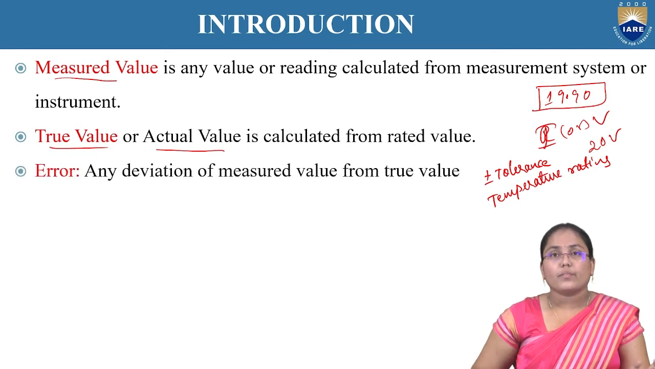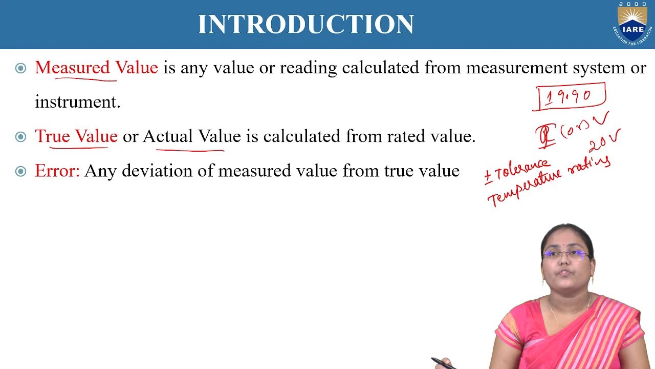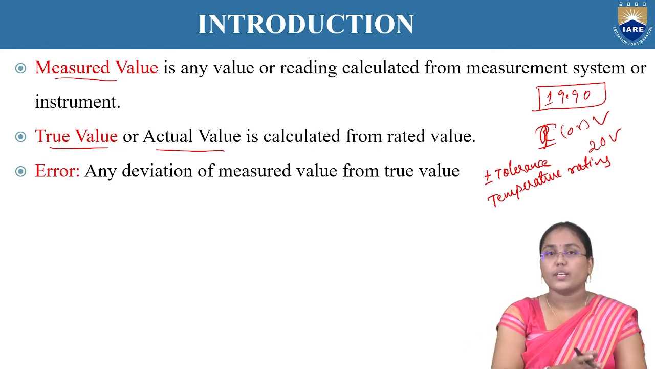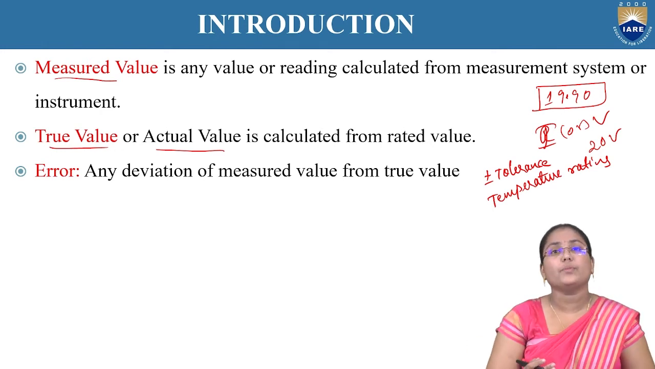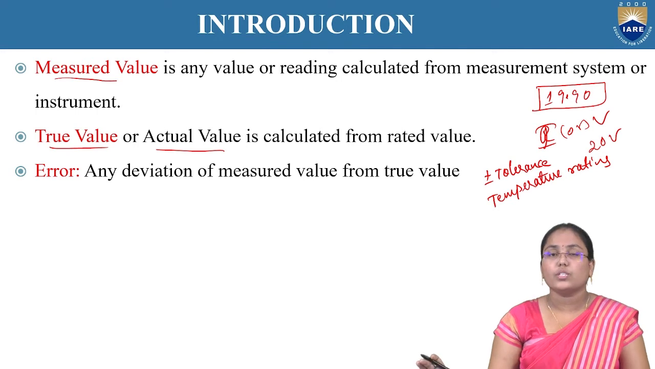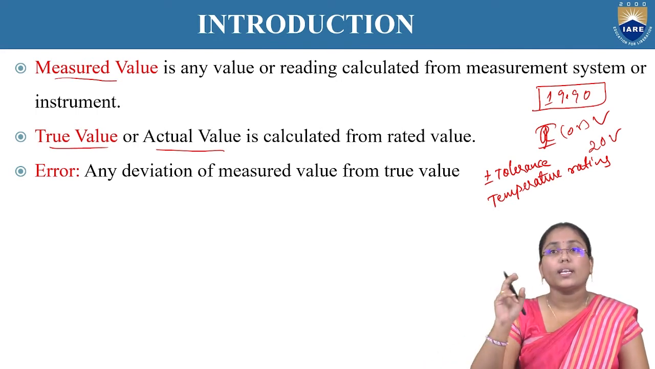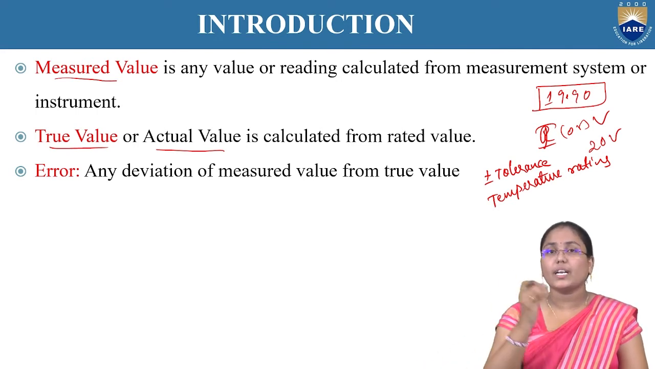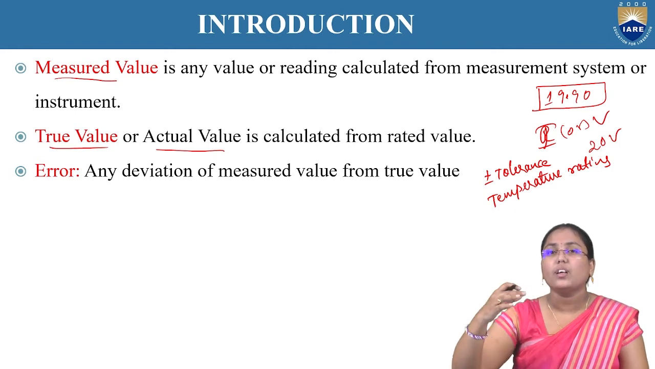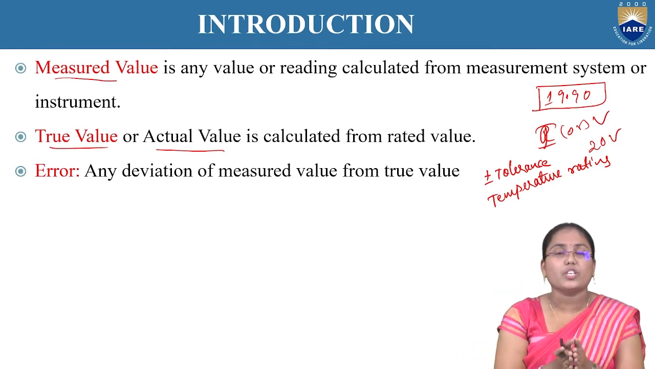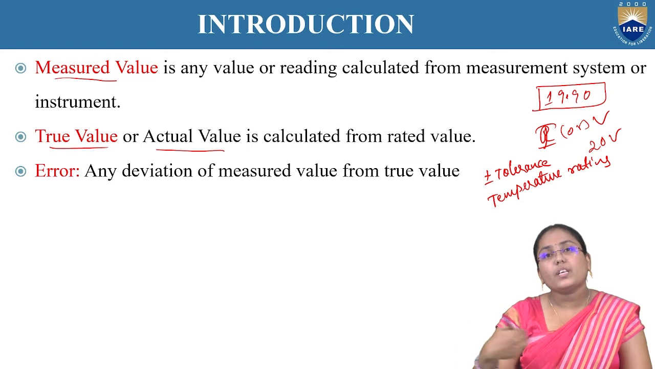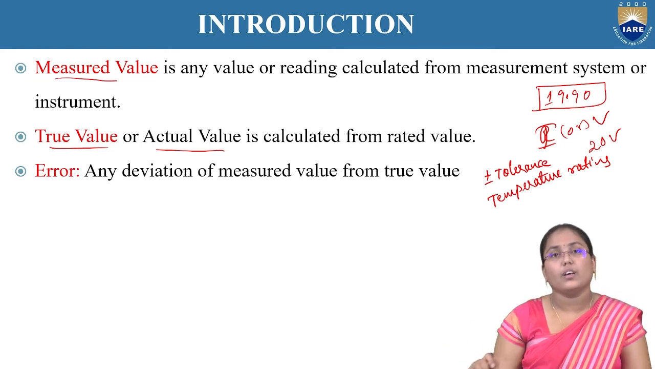So the next term is error. Error is nothing but the deviation of the measured value from the true value. Whatever the measured value is, any deviation of the measured value from the true value is an error. So any deviation of the practical value from the theoretical value is the error.